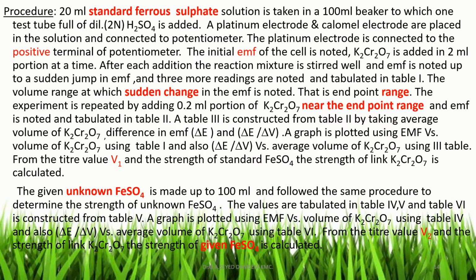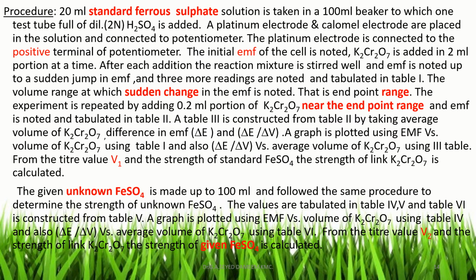and from this the exact endpoint is determined from the graph. The EMF values on adding 2 ml portions of potassium dichromate solution are recorded in table 1, and on adding 0.2 ml portions, the EMF values are put in table 2. And using table 1, a graph is plotted between volume of potassium dichromate and EMF. And this graph shows the endpoint range.